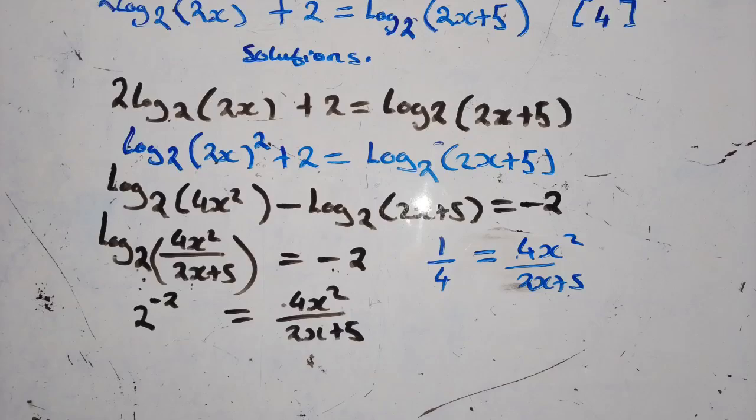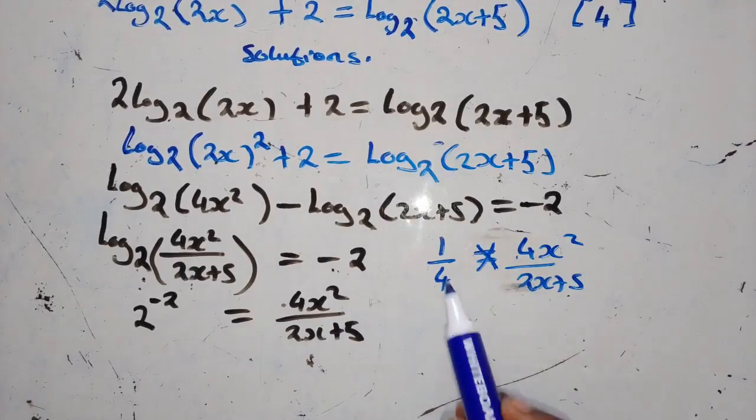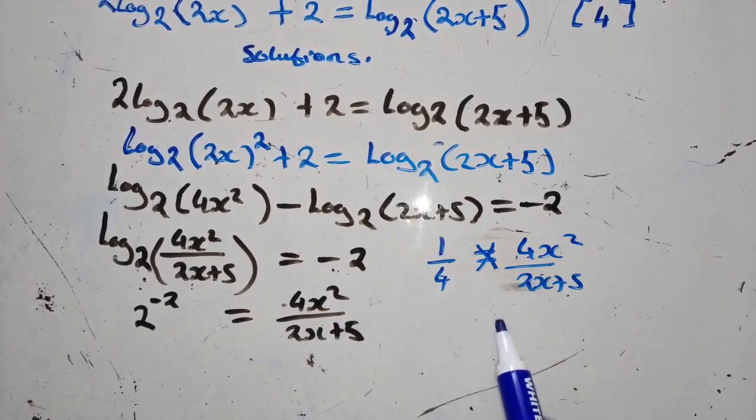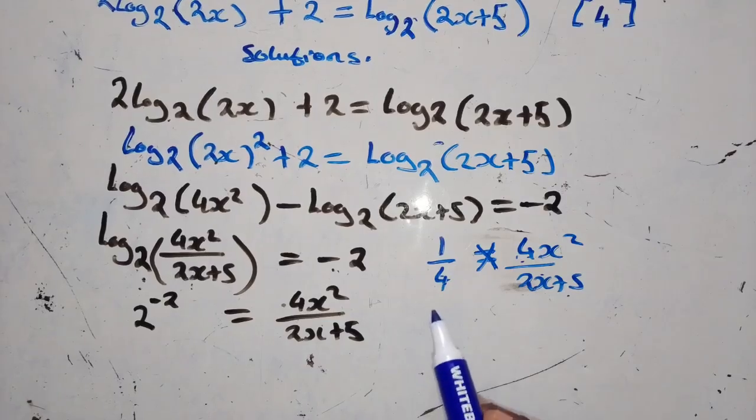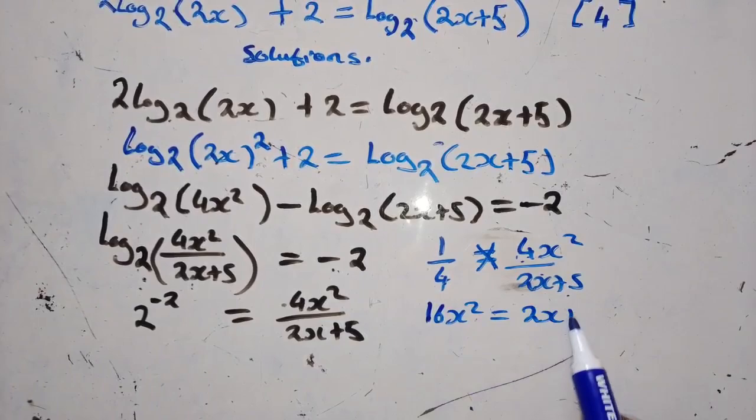4x squared over 2x plus 5. Then you just cross multiply. So we're going to have 4 multiplied by this, and this multiplied by this. 4 multiplied by 4x squared gives us 16x squared is equal to 2x plus 5.